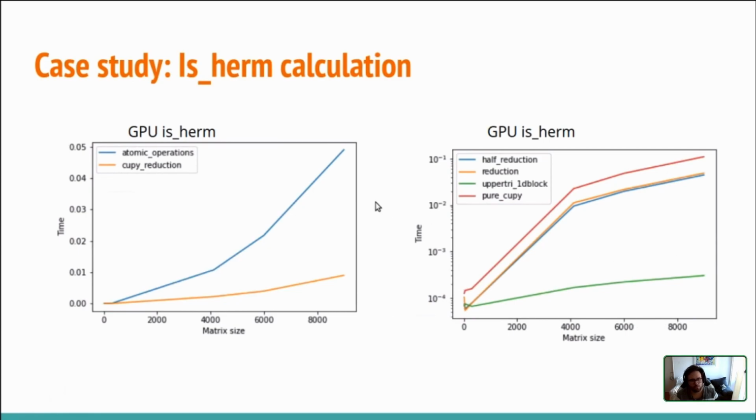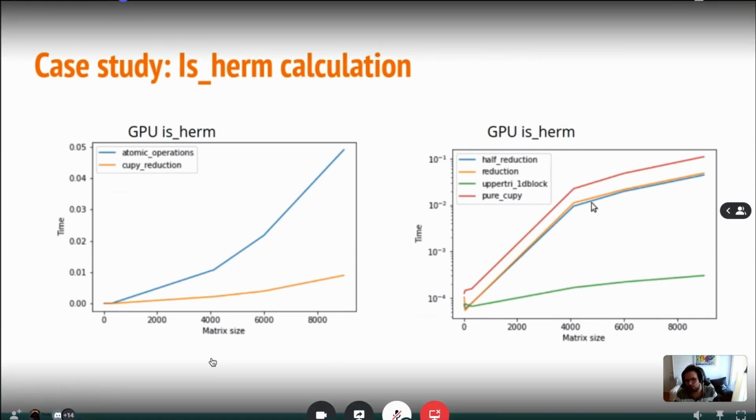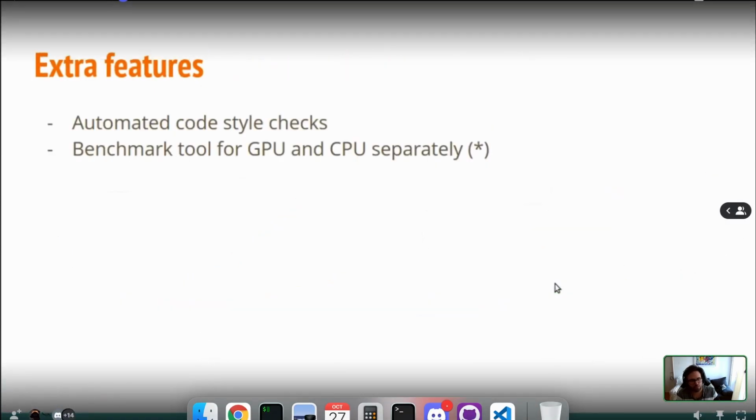Then we had the same for checking if the matrix is Hermitian or not. We have to be finicky there, mainly because of this warp thing, and we have many implementations, and we pick the best one by looking at the GPU timings.